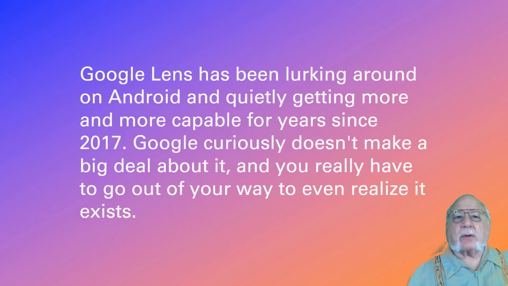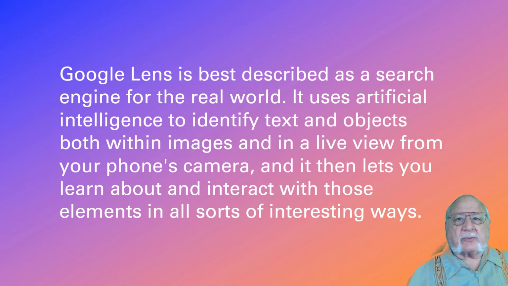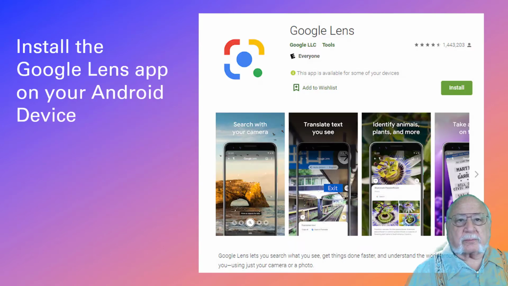Google Lens has been lurking around on Android and quietly getting more and more capable for years, since 2017. Google curiously doesn't make a big deal about it, and you really have to go out of your way to even realize that it exists. Google Lens is best described as a search engine for the real world. It uses artificial intelligence to identify text and objects, both within images and in a live view from your phone's camera. And it then lets you learn about and interact with those elements in all sorts of interesting ways.